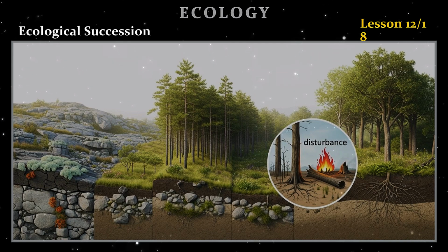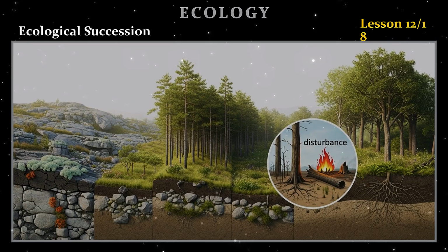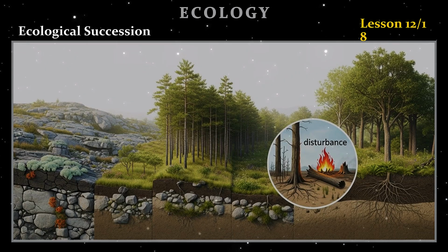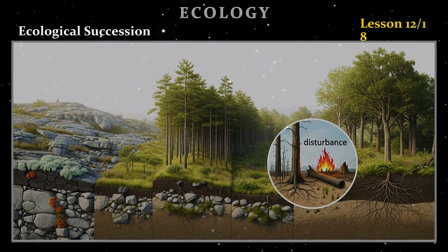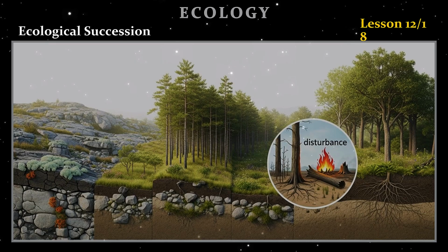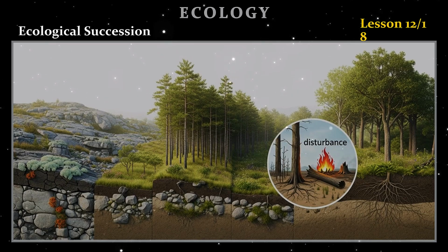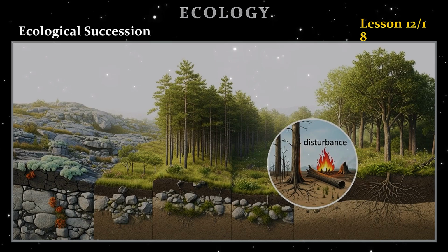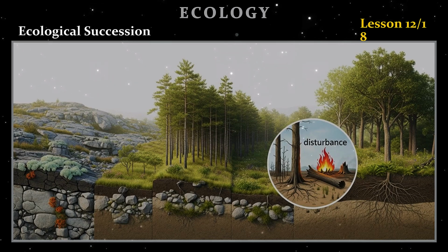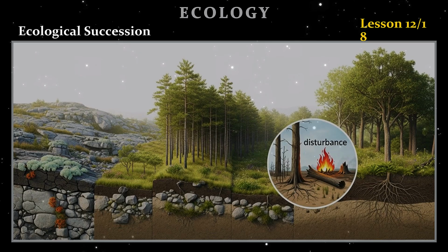Both types of succession move toward a theoretical endpoint called the climax community. This is a stable, mature community that is in equilibrium with the climate. In the temperate zone, this might be a forest of giant oak and hickory trees. In the tropics, it is the rainforest. The climax community is the final destination where the rate of change slows down and the giants take over.